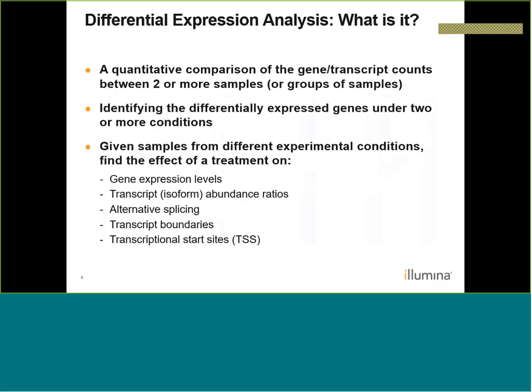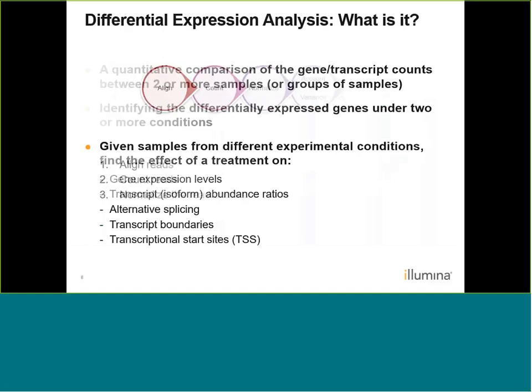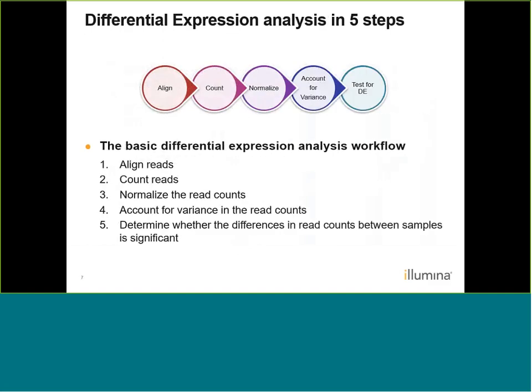So you have options for what you're looking at when you're doing differential expression analysis. You might be given samples from different experimental conditions and look at the effect of treatment on gene expression levels, transcript abundance ratios, alternative splicing, transcript boundaries, and transcriptional start sites. So differential expression, there are a lot of tools out there that can do this type of analysis. So we can break down what they do into 5 basic steps.